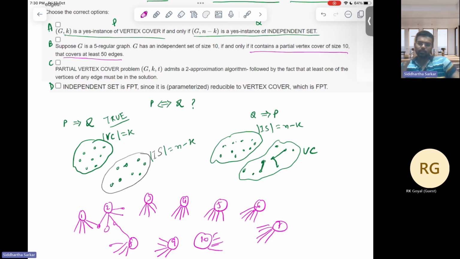Yes, that is fine. There could be 1 million vertices, but 10 of them are such that there is no edge between any pair of them. Yes, there could be a larger independent set, but there is one independent set of size 10.